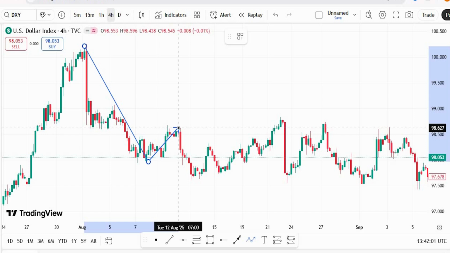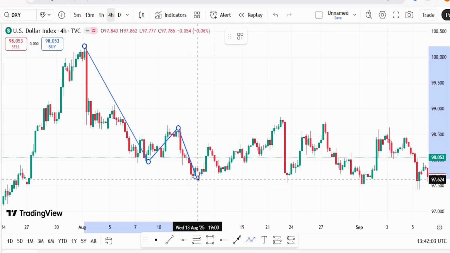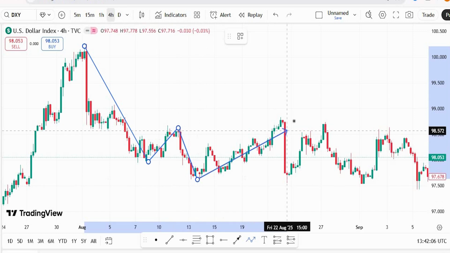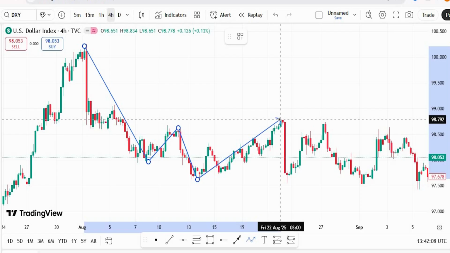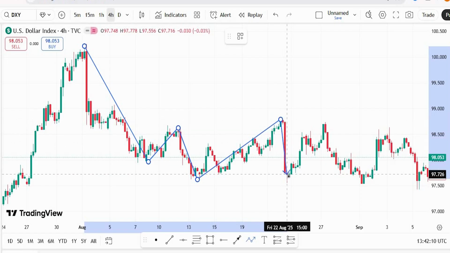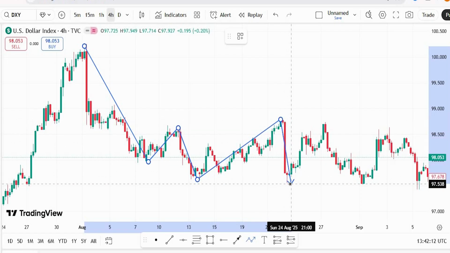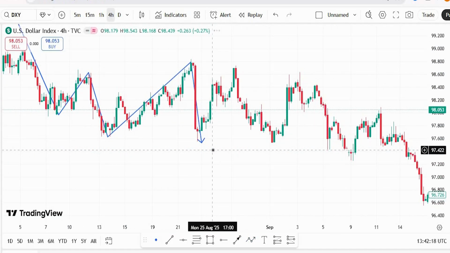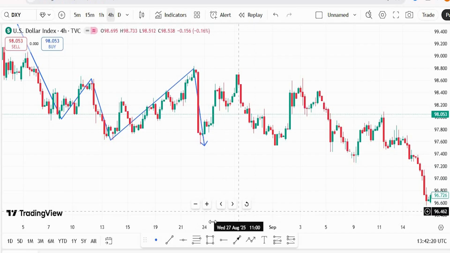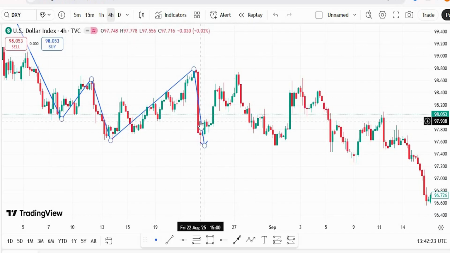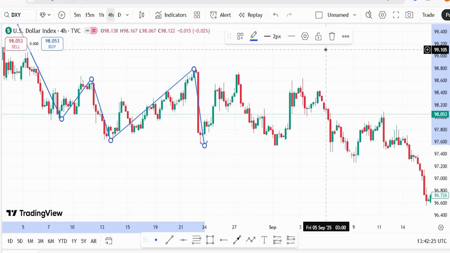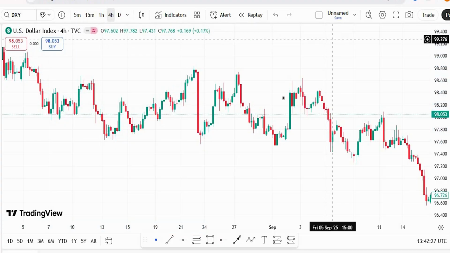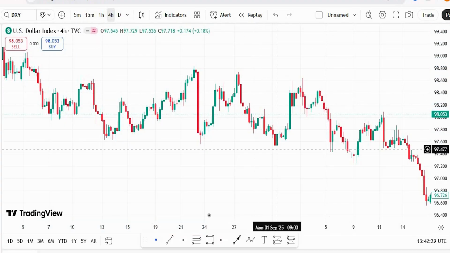The market is making lower highs, lower lows. This one is not a lower high, but still, if we look at this low, it is clearly lower than the previous lows, which fulfills the criteria of a downtrend. So now let's say the market is making lower highs and lower lows.